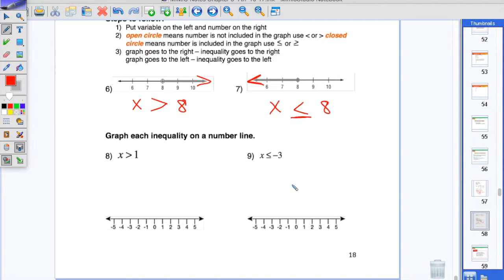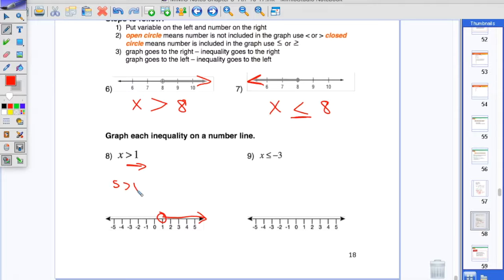Next part, we're going to graph each inequality on a number line. So we have x is greater than 1. So we're going to do an open circle because it's not equal to it. Our inequality is pointing to the right, so our graph is going to go to the right. Check to see if your solutions work. So if we take 2 and put it in for x, is 2 greater than 1? Yes, so that's true. If we put a 5 in for x, is 5 greater than 1? Yep, that's true, so that works.